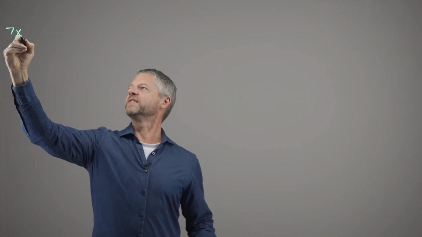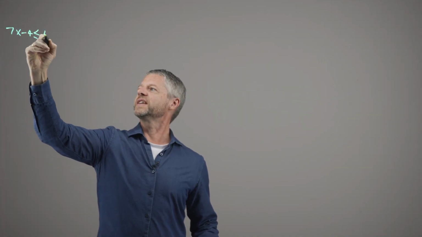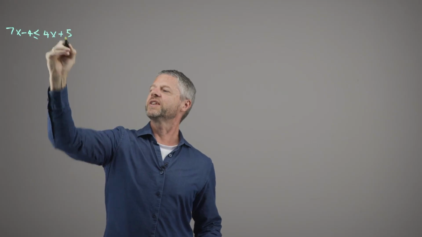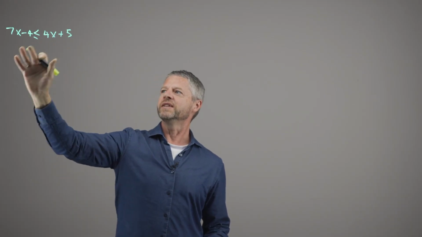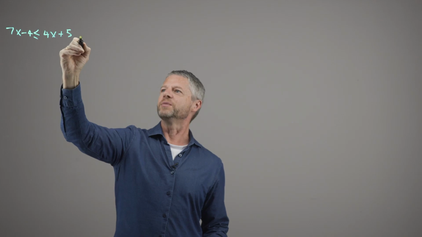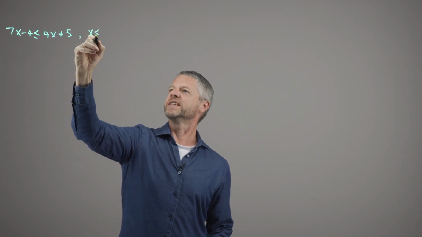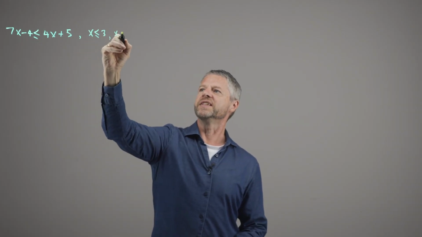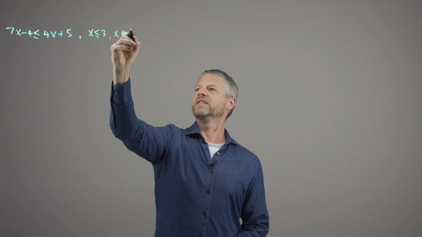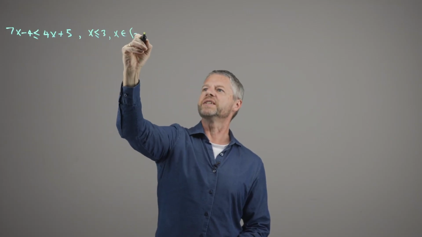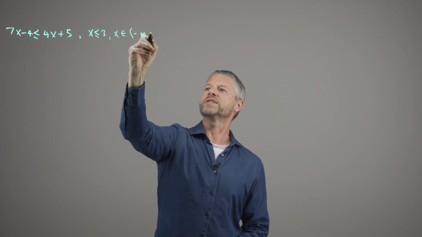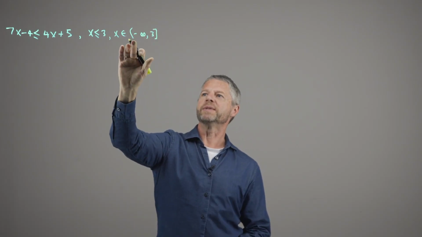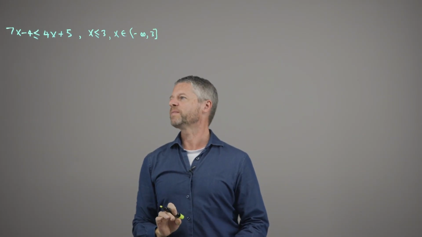So in the last video we reviewed linear inequalities like this: 7x minus 4 less than or equal to 4x plus 5, and we solved this inequality and ended up with the solution that x is less than or equal to 3, which we can also write in the form x is in the interval between minus infinity and plus 3, not including minus infinity but including 3.